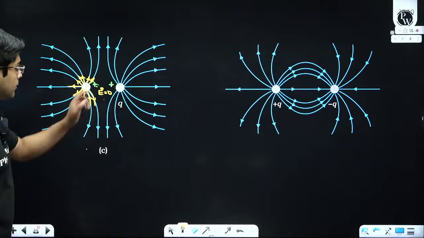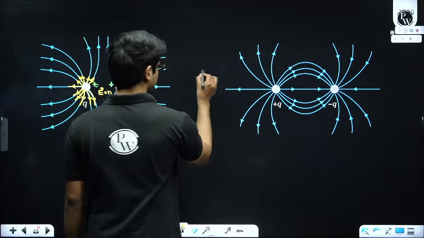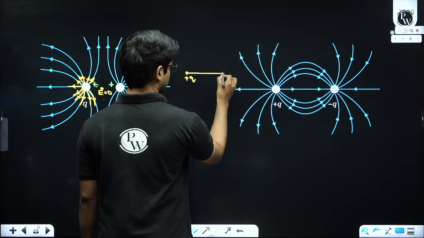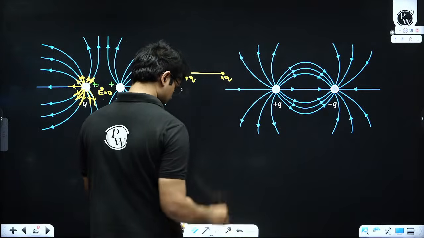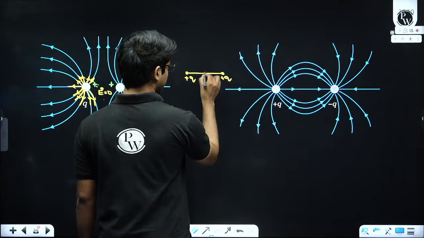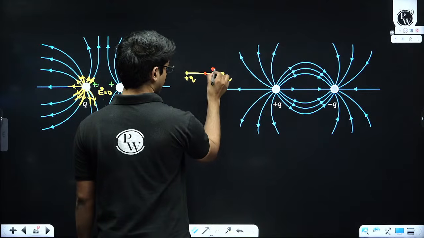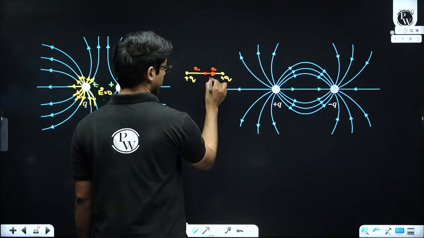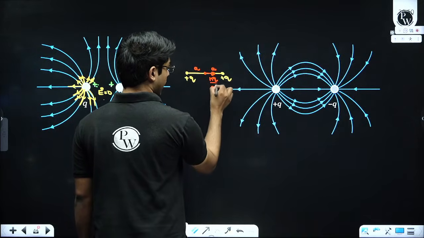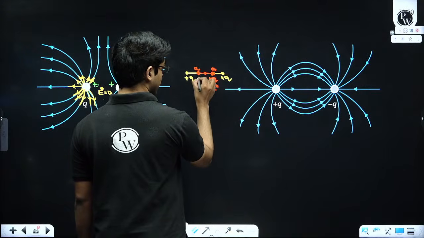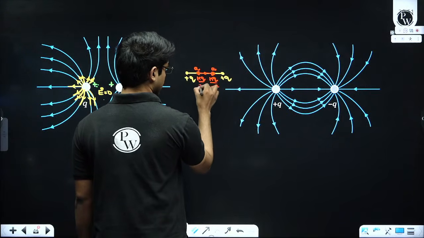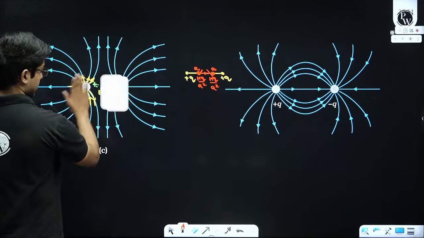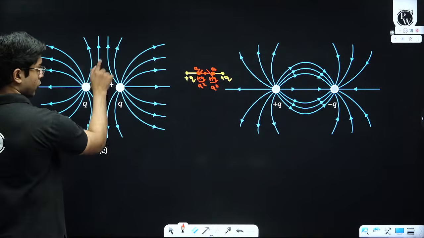Okay, why is the field in the middle 0? That is easy to observe. If you have two plus q charges, then the field in the middle will be 0, right? Due to the charge on the left, field is to the right, kq by a square. And due to the charge on the right, field is to the left, kq by a square. The field cancels out. Okay. So if you have two equal charges like this, field here is 0. That's why there is no line here.